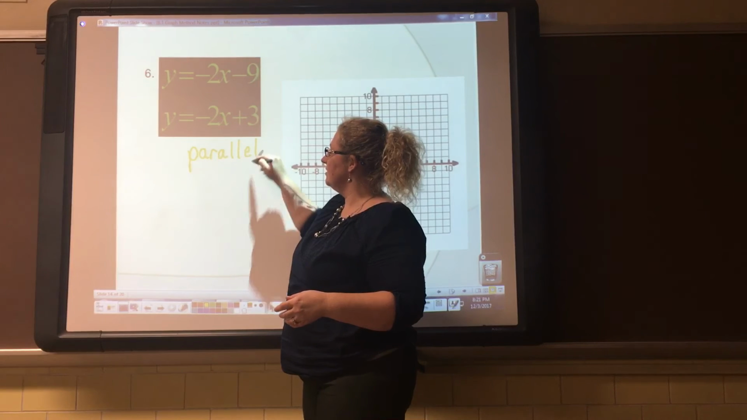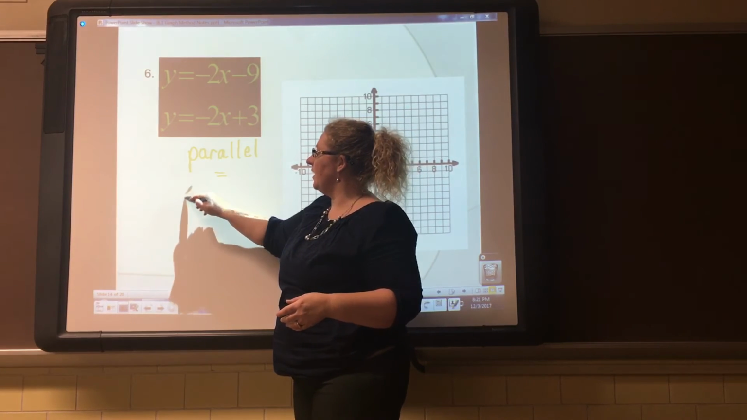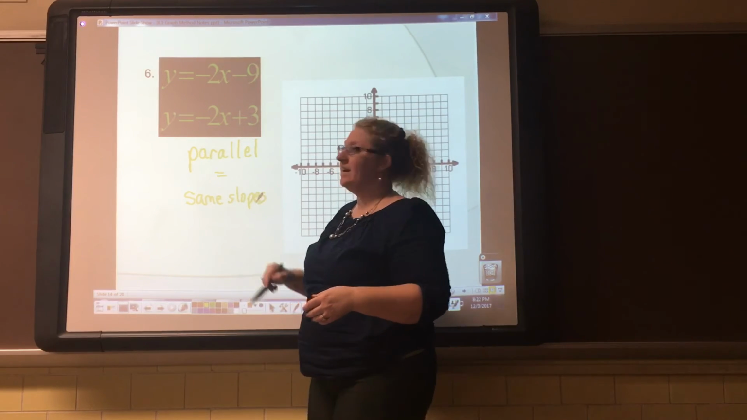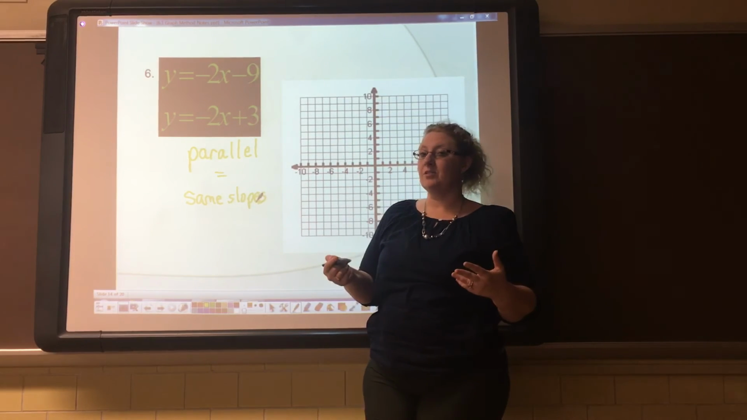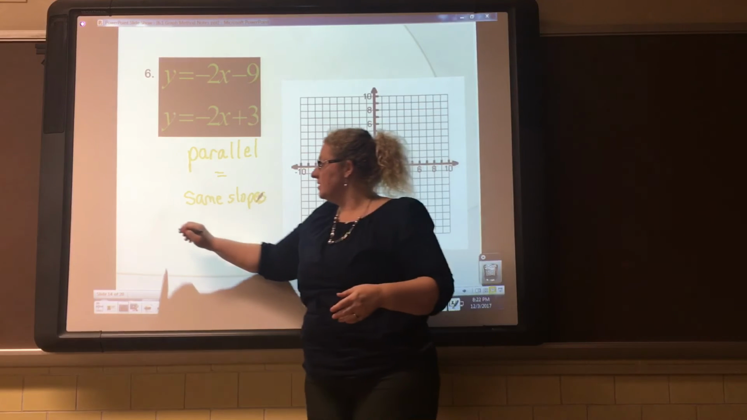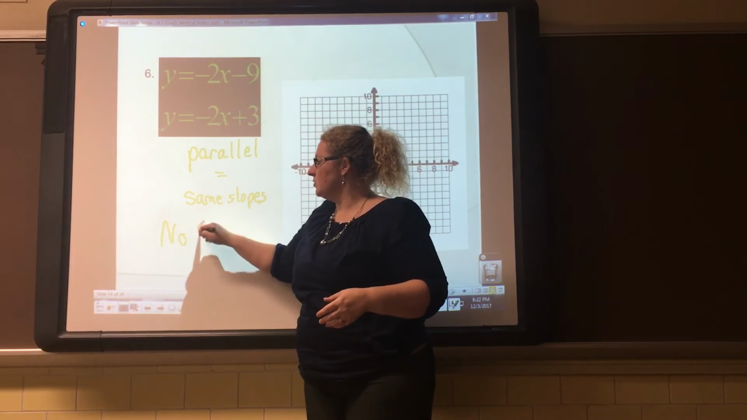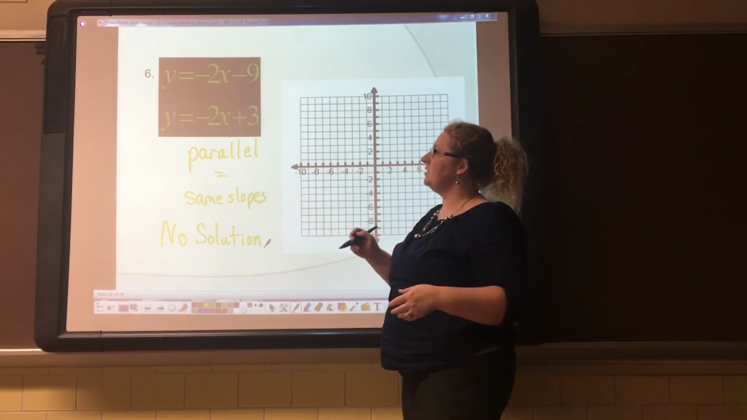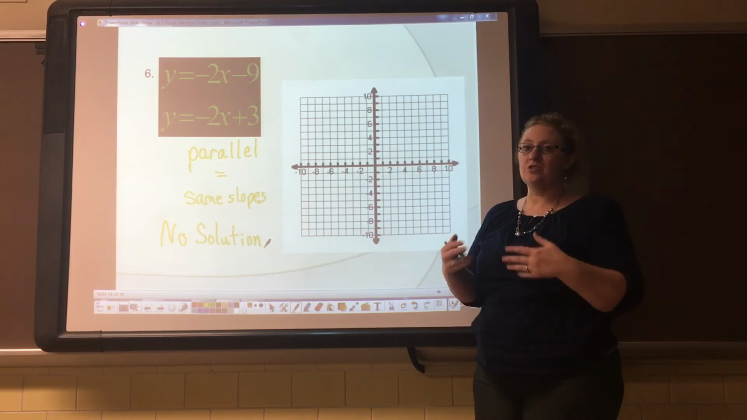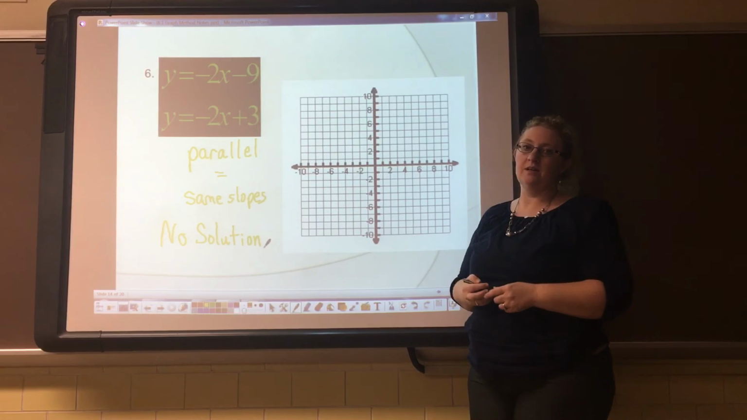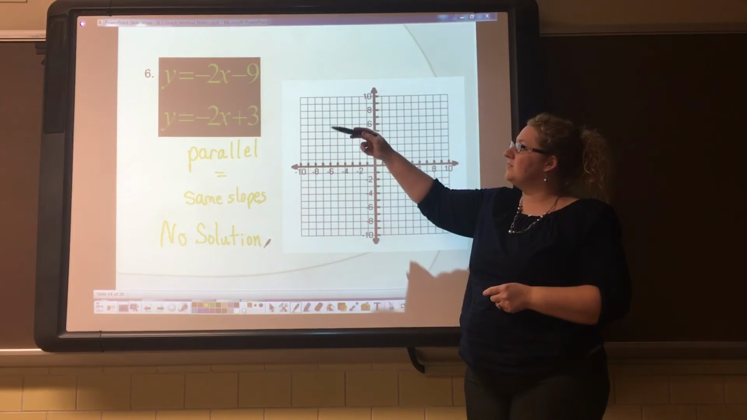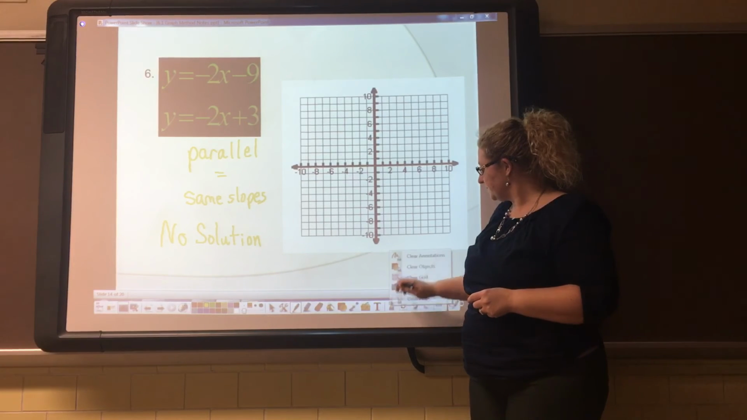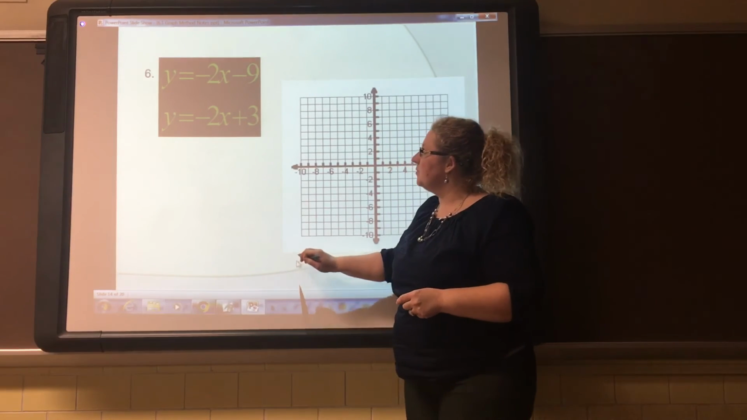It's parallel because we have the same slopes. And if it's parallel, then that means it's never ever going to intersect. So that means that for this problem, the answer is going to be no solution. Now you are welcome to graph both of these to identify that, but just trust me, they're both going to be going the same rate of negative 2, and therefore they're not going to cross. So it's no solution.